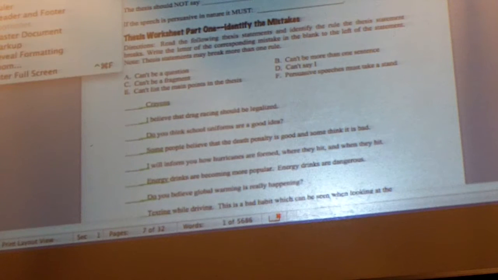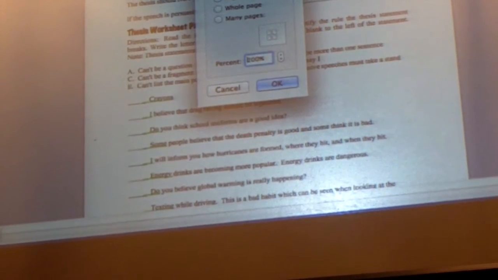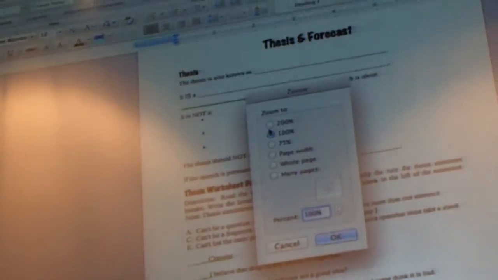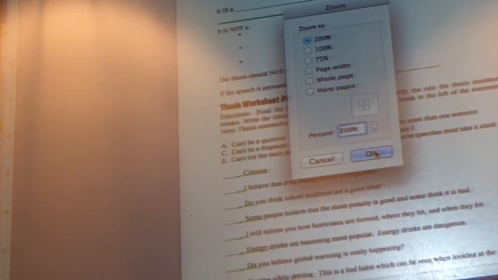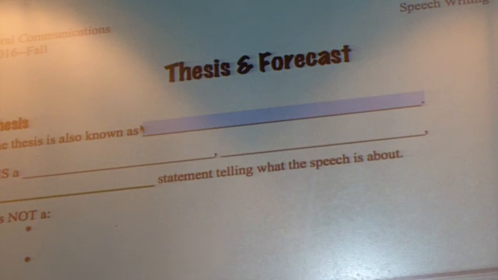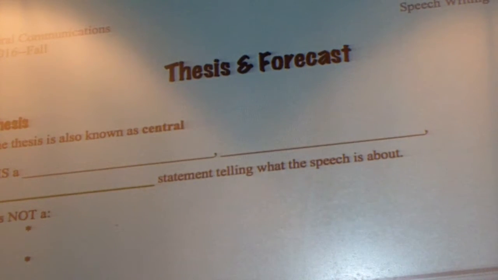So your thesis, and I'll blow this up so you can see it better. Your thesis is also known as your central idea. Okay? Nope, it didn't blow up. Okay, there you go. All right, Jerry, they're going to be able to see that. Mm-hmm. Awesome, thank you so much.